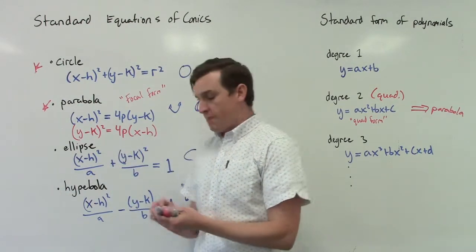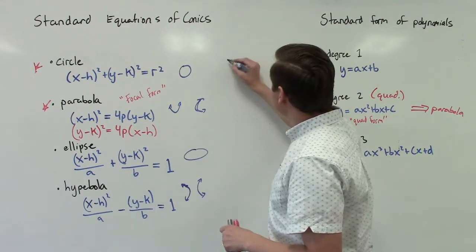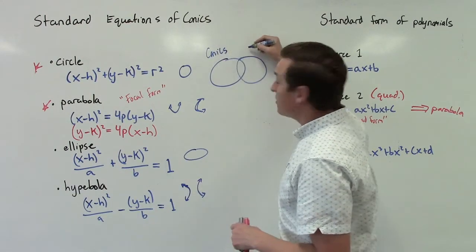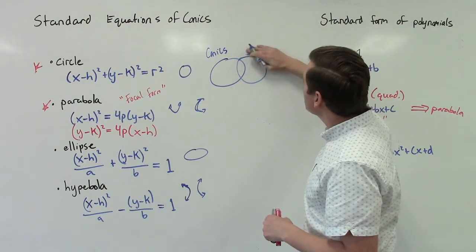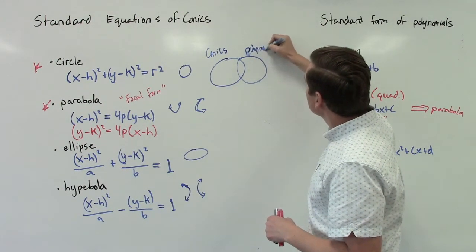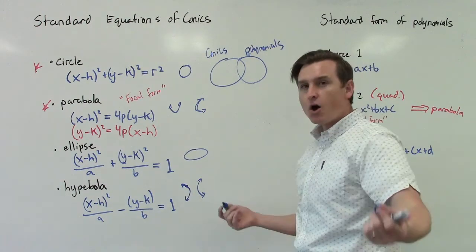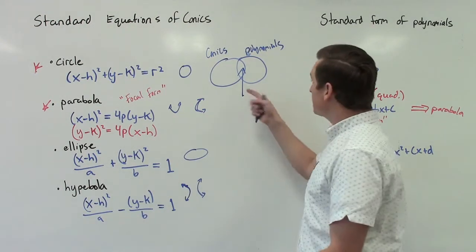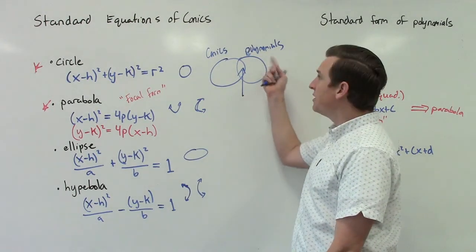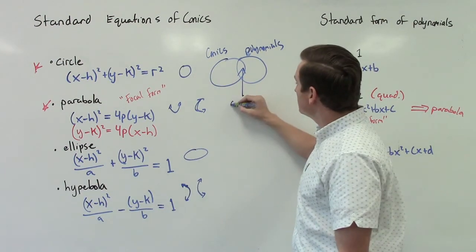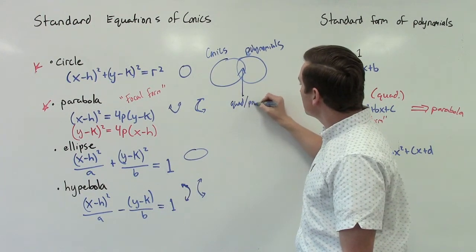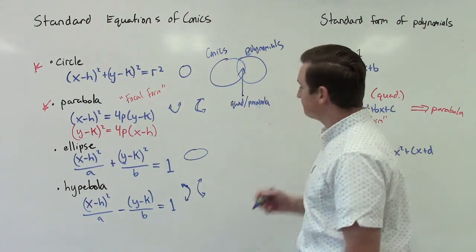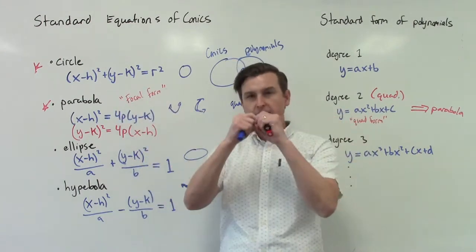So basically what you have here is, if you think about it, like a Venn diagram, right? And over here we have conics, and over here on this side we have polynomials. And what's in the overlap? What's in the overlap is your parabolas, right? Because a parabola is a graph of a polynomial degree 2, but it's also in the conic family. So quadratic slash parabola is the intersection of these two families.